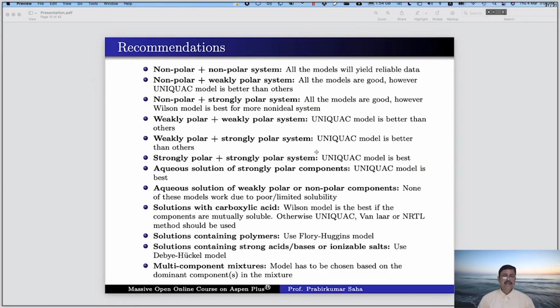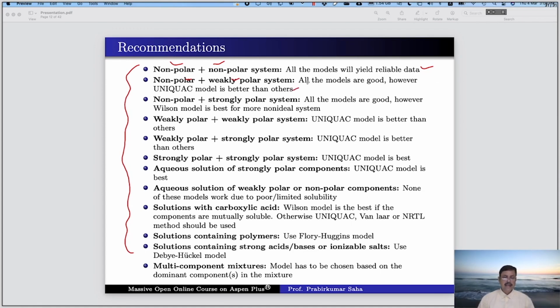Now we have certain recommendations for mainly binary systems. The last one will be for multi-component mixture. Here, for binary system, we have 2 components. If both of them are non-polar, then all the models will yield reliable data. But if one of them is non-polar and other one is weakly polar, then all the models are good. However, Uniquark model is better than others.